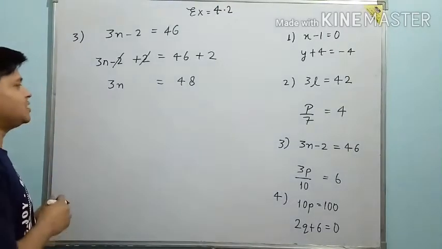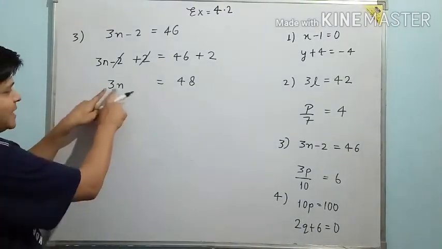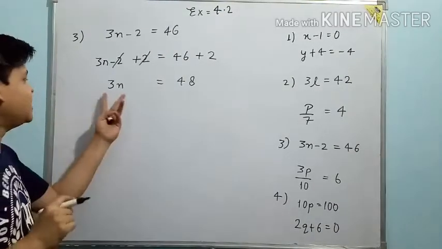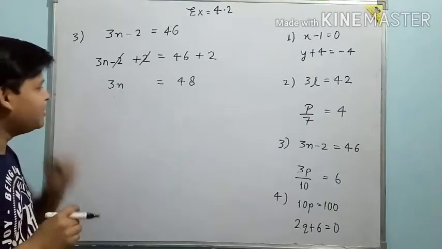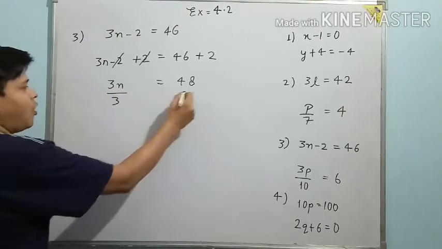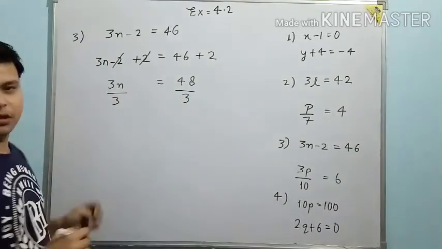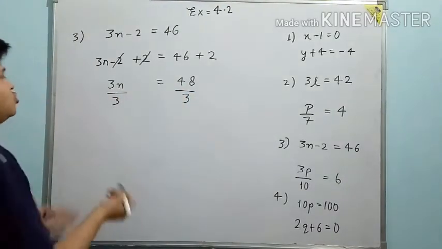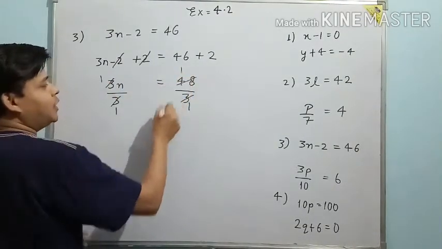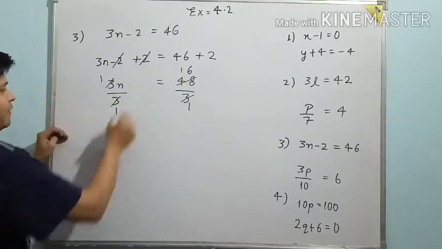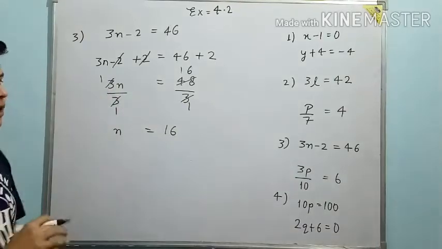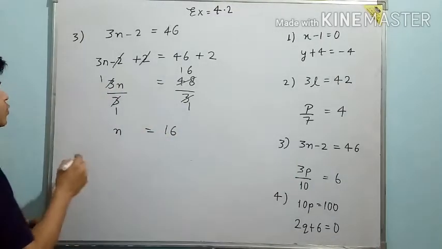How can we remove this 3? We can see that 3 is connected with n by multiplication. If 3 is multiplied with n, we will divide by 3, here and also here. I hope you all have understood. Now 3 one time, 3 one time. Similarly 3 one time, and 3 sixes are 18. So here we are left with only n, and here we have 16. So this is done. Let's take another one.